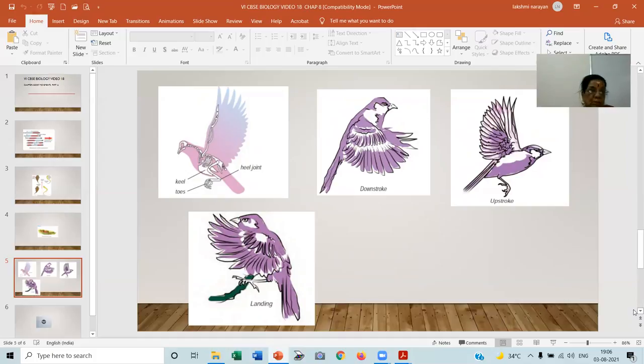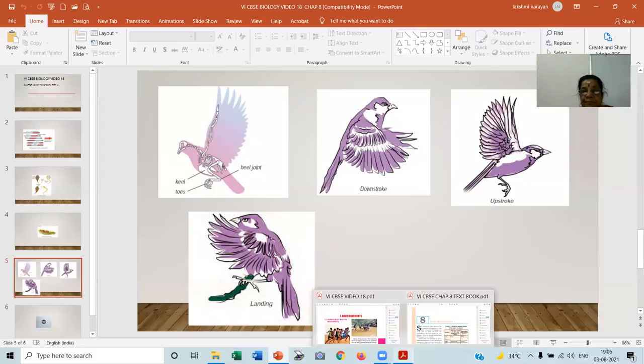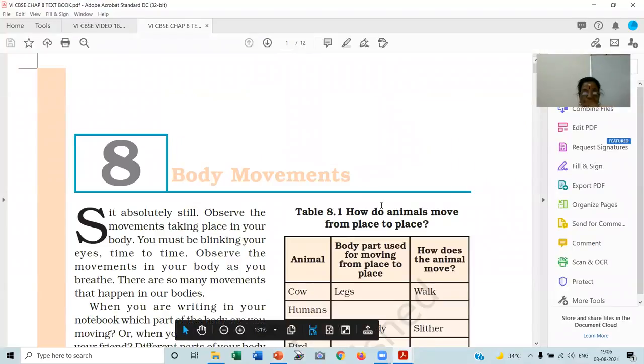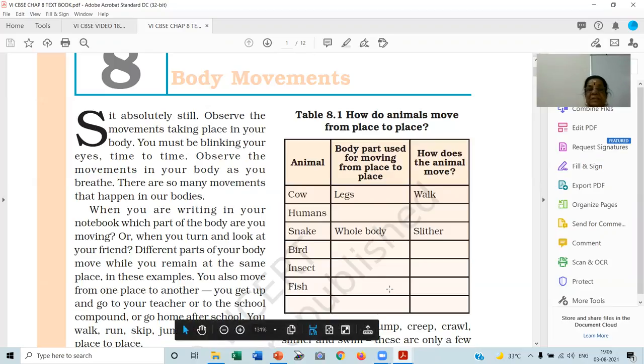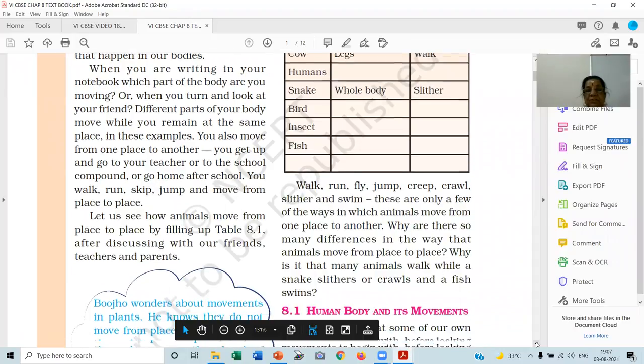So this is our presentation. First, what we are going to continue. Now here, what we are seeing in our textbook is body movement, how animals move from place to place. Cow is given as an example, legs walk. Whereas human beings are also moving, legs walking, running, jumping. Snake, whole body slithering. And bird, fly. Insects fly, body parts moving, legs and wings. Whereas birds, feathers. And fish, fins and streamlined body. I hope you understand.